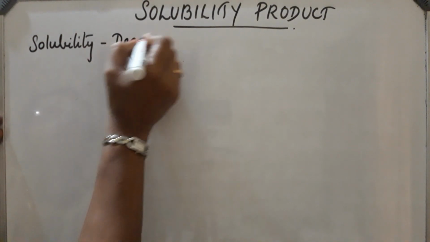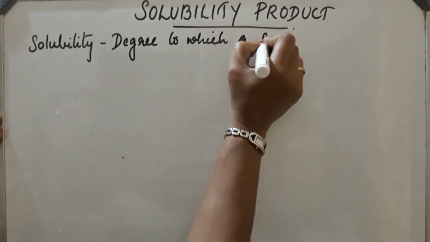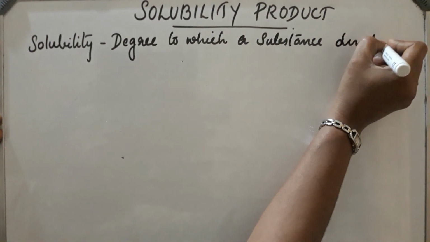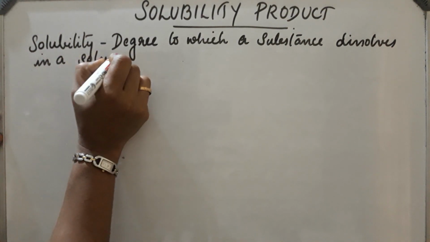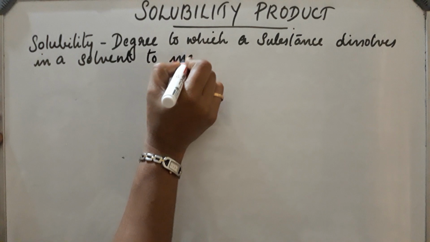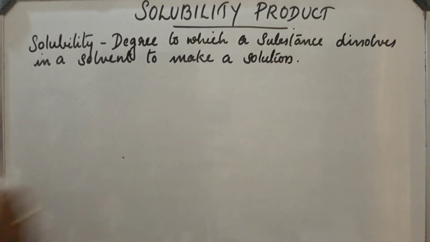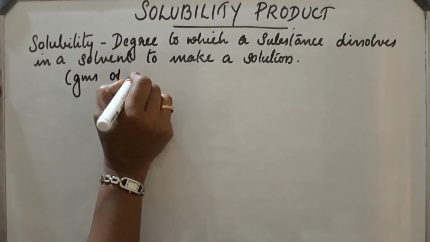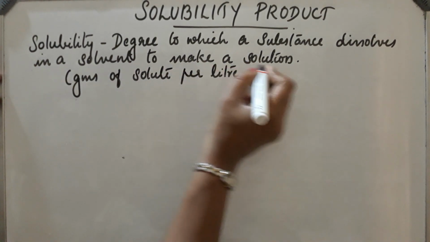Degree to which a substance dissolves in a solvent to make a solution. Or we can write grams of solute per liter of solvent.